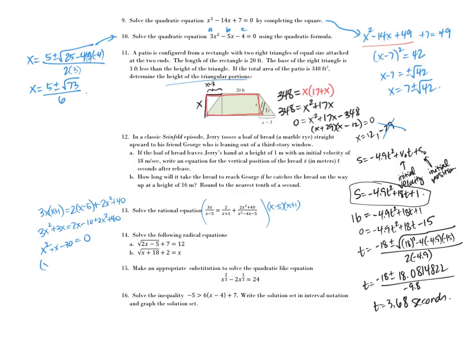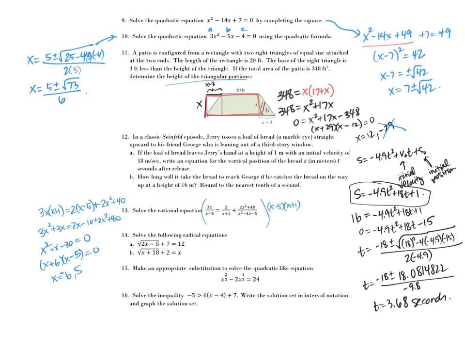And I can factor this. Let's see, 5 and 6 are factors of 30, and I can get a 1 out of that. So plus 6 minus 5 will give me a positive 1x in the middle. And so x equals negative 6 and positive 5 are my solutions to 13.